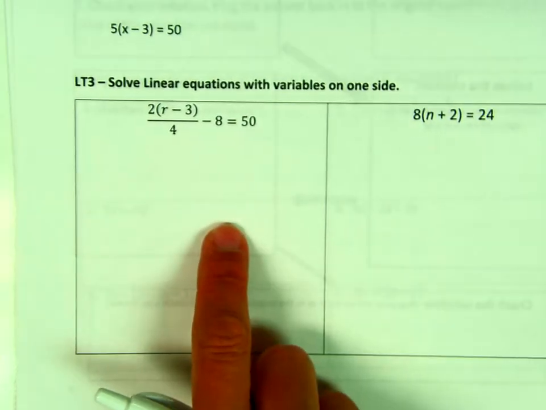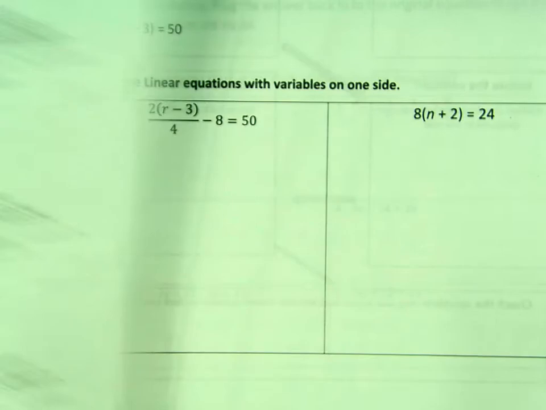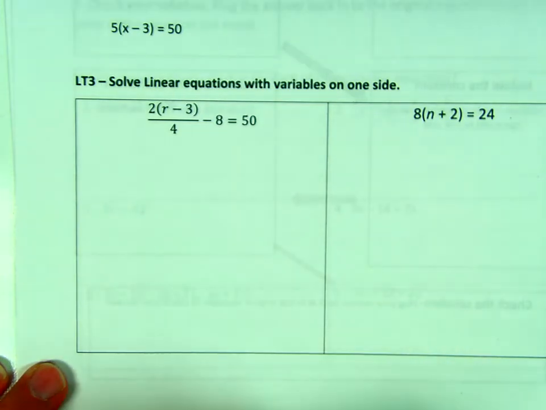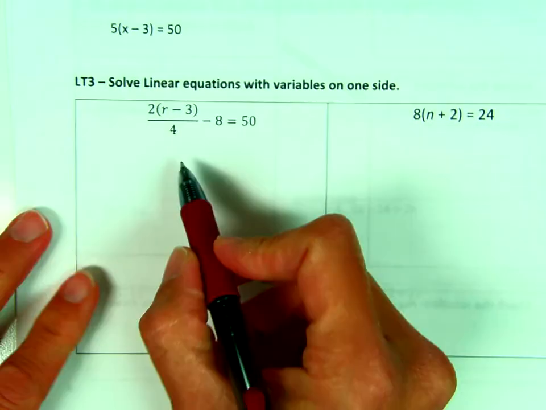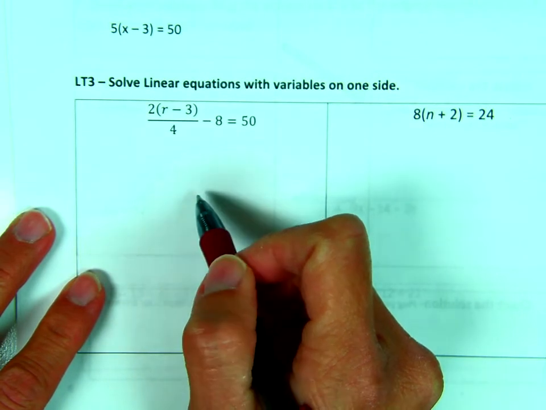So when you look at it, the first question says, does it have fractions? This one does. It has a denominator of 4. It only has one fraction. So the first thing I want to do is to get rid of the fractions. I'm going to multiply everything on both sides by 4.